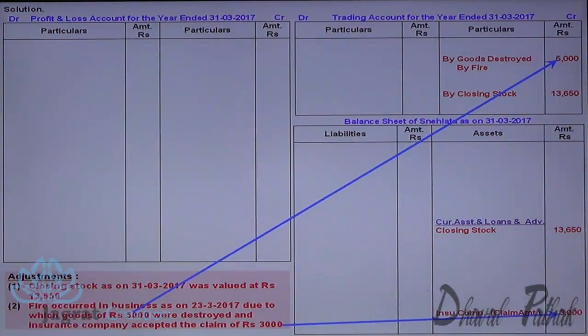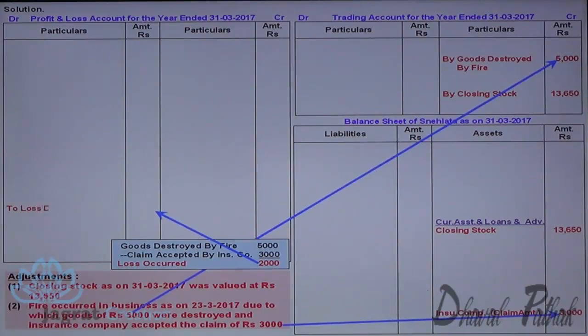The insurance company recoverable claim amount appears on the asset side, and a loss due to fire is debited to profit and loss account. You have studied the journal entry for that: insurance company account debit, loss by fire account debit, to goods destroyed by fire account credit. Goods destroyed by fire is transferred to the credit side of trading account by adjustment entry.